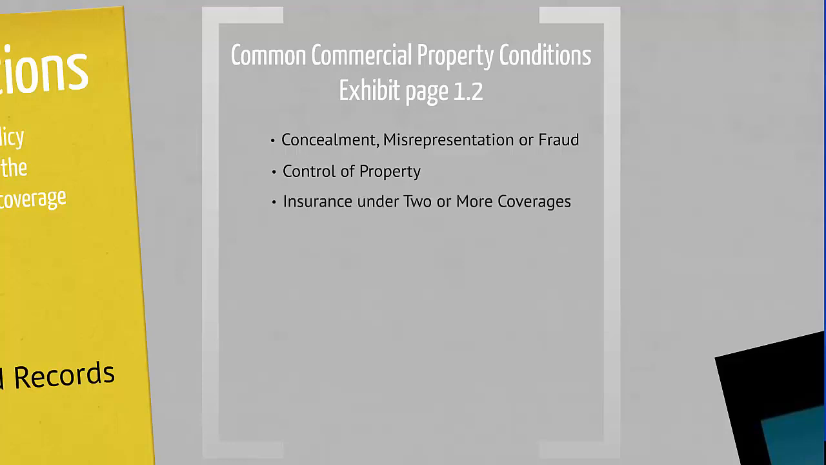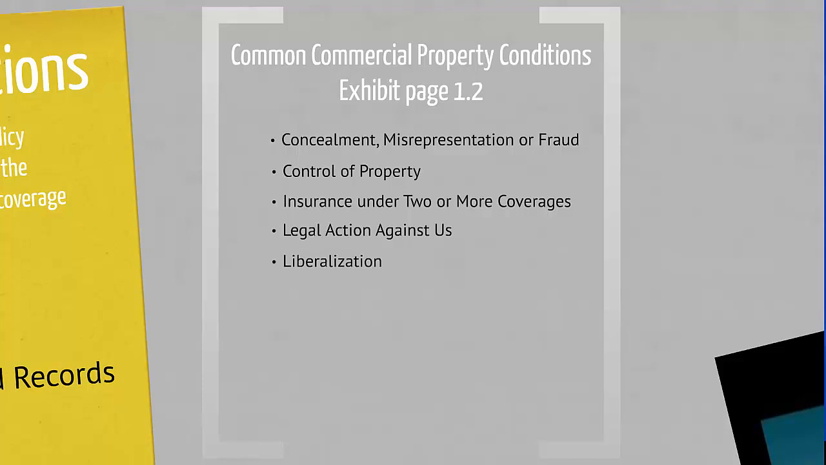Next, insurance under two or more coverages. This is referring to when two or more parts of this policy cover the loss. The policy will pay no more than the actual loss. Next is legal action against us, which is the insurer. An insured must comply with all policy terms before being able to bring legal action against the insurer, and this must be done within 2 years of the date of loss.